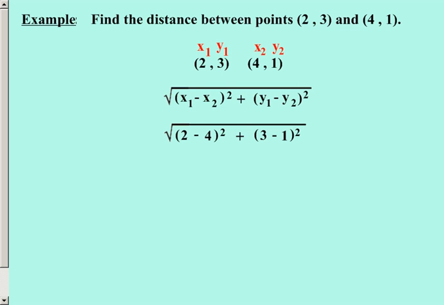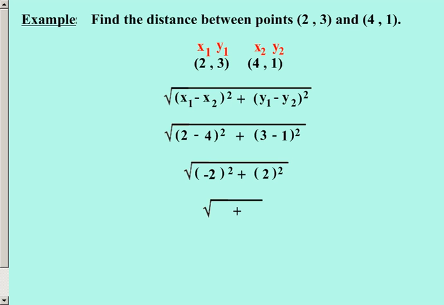Now, as we move through the math, we are going to be interested in the information inside of the parentheses first. Okay, so in those two little binomials there, we're going to deal with the 2 minus 4, which is negative 2, and the 3 minus 1, which is positive 2.